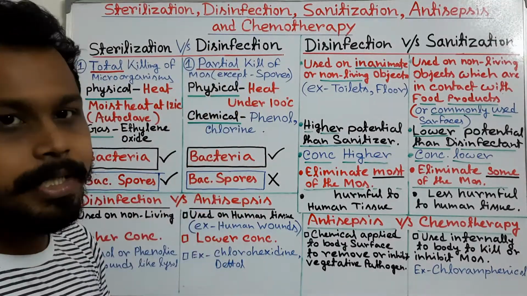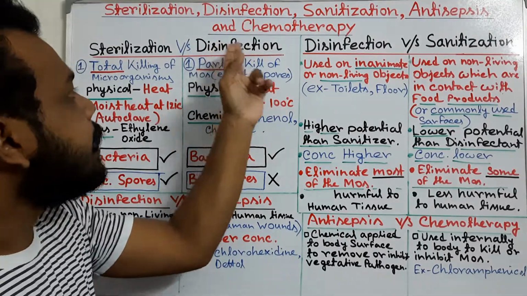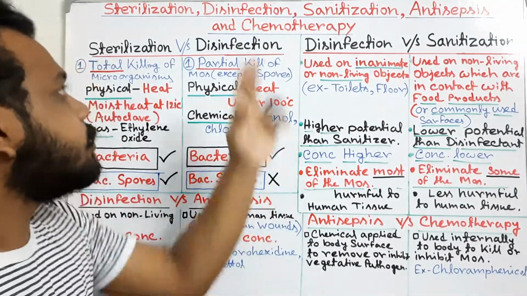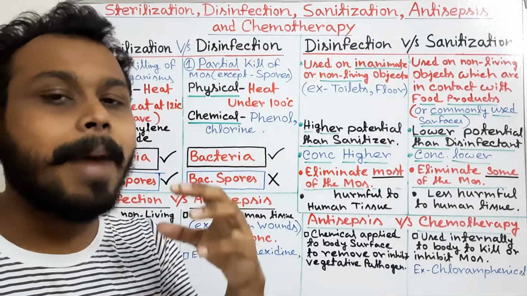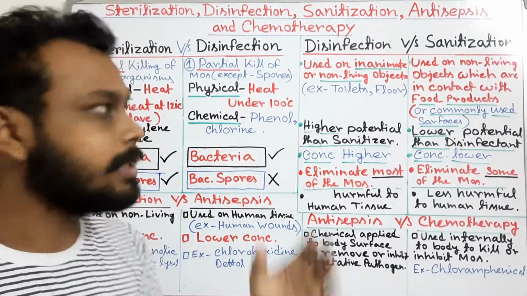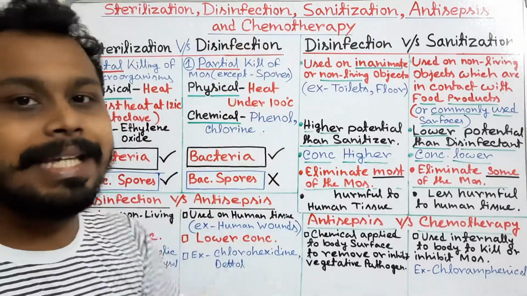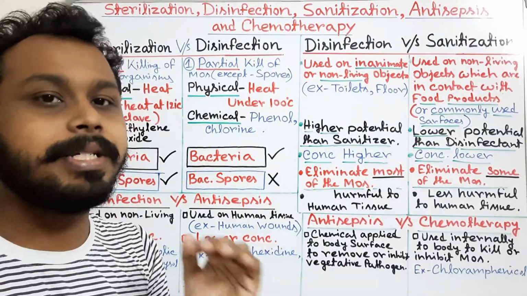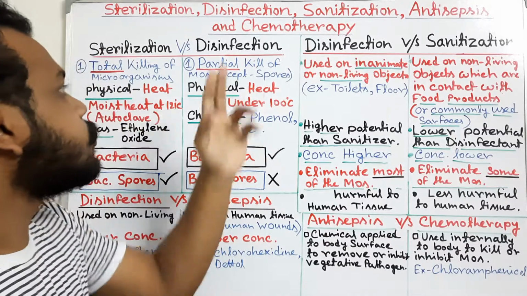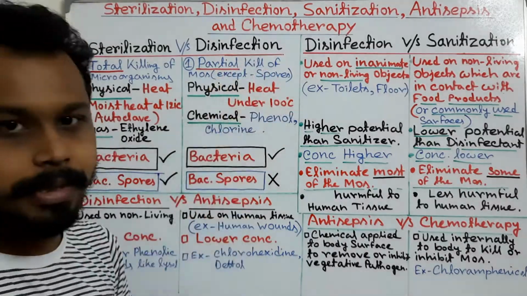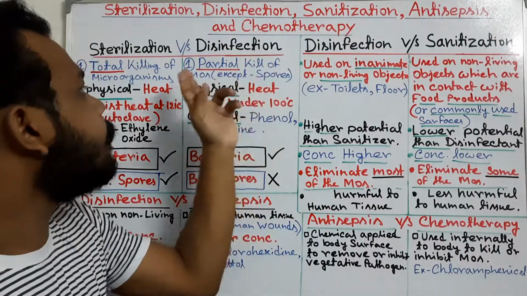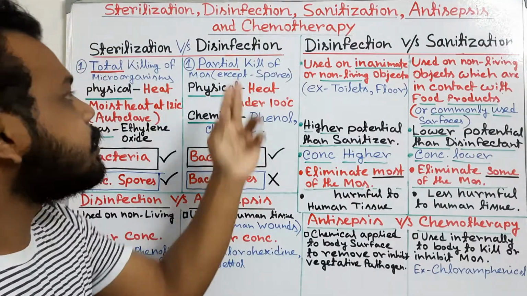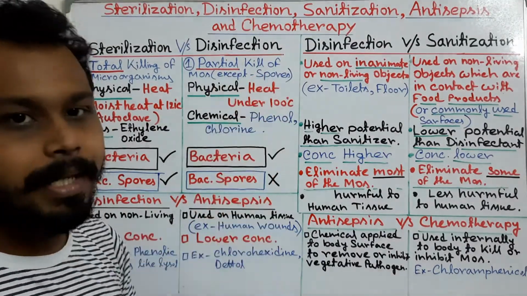And disinfection, the name suggests that it eliminates the infection. That means the infection causing microorganisms or pathogens. Disinfectants eliminate the pathogens or the infection causing microorganisms. So they are a partial killing process. It is a partial killing of microorganisms because they cannot eliminate the bacterial spore.